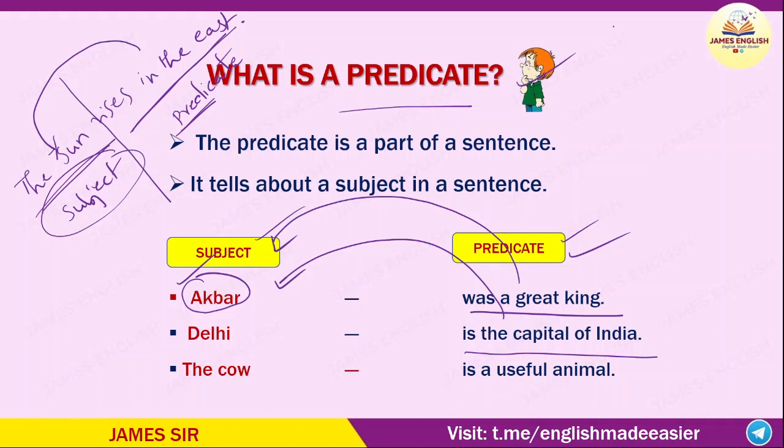Predicate is the part of a sentence. It always tells about the subject. And look at the third example. The cow is a useful animal. Is a useful animal is talking about the subject, and that part is known as the predicate.